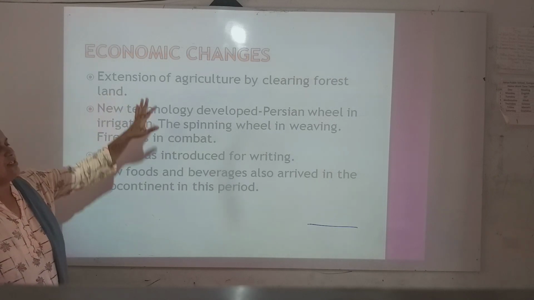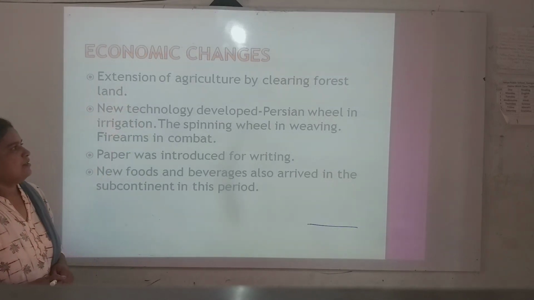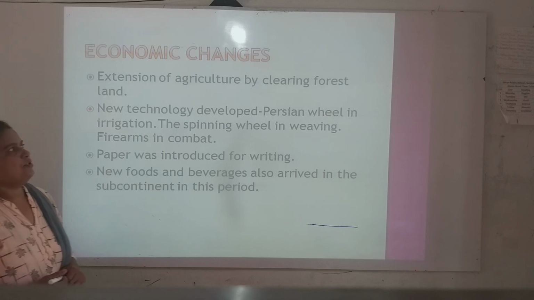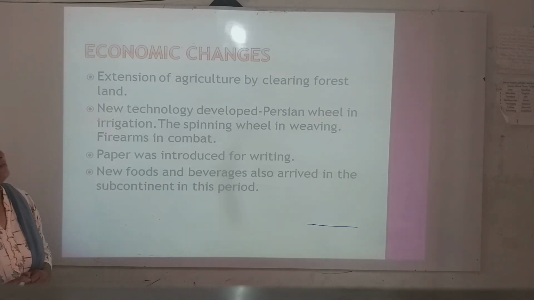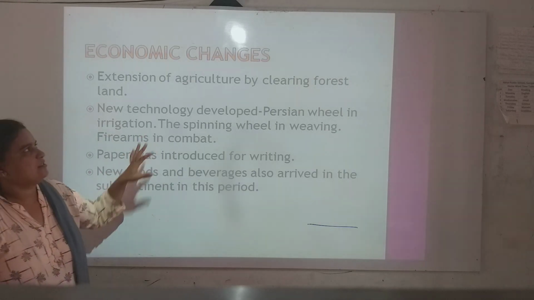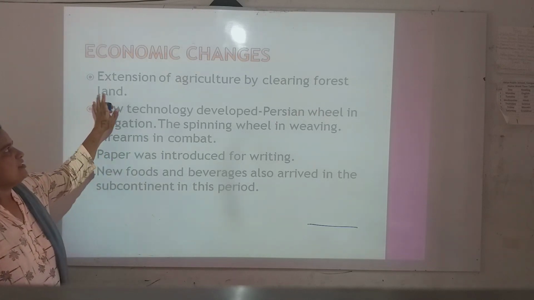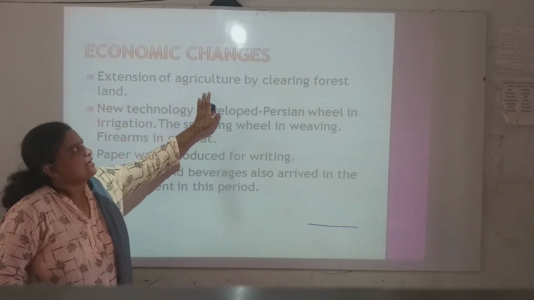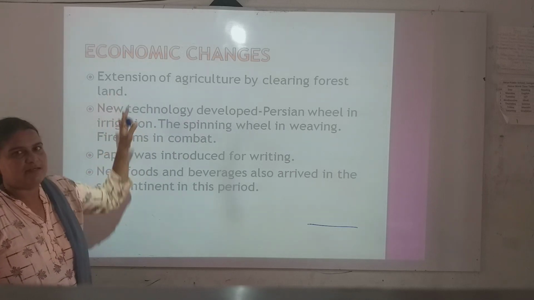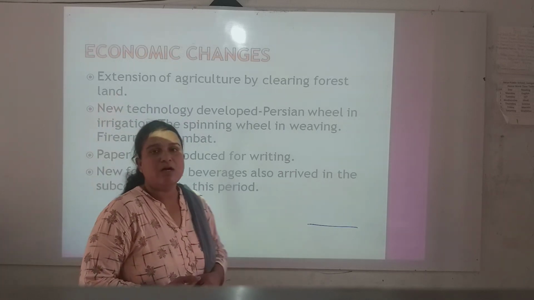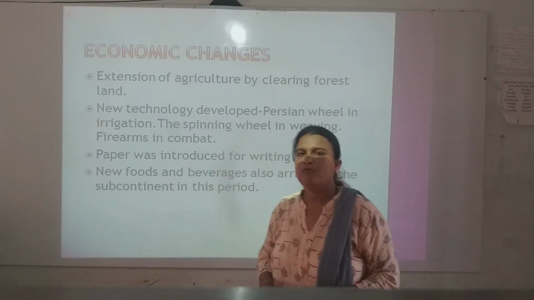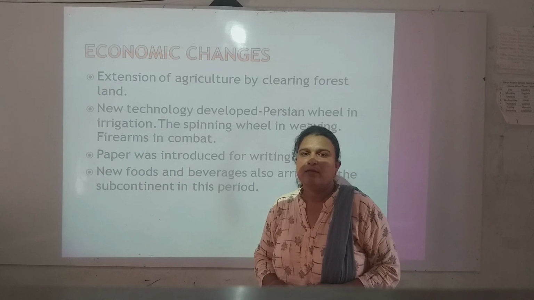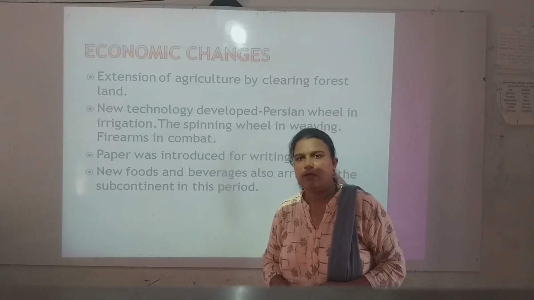Now the economic changes. Economic changes in trade as well as technology, technological changes and agricultural changes that took place, are all considered economic changes. First, we can see the extension of agriculture by clearing forest land. In the Ganga-Yamuna Doab there were thick forests, and those thick forests were cut down and the land was used for agricultural purposes.